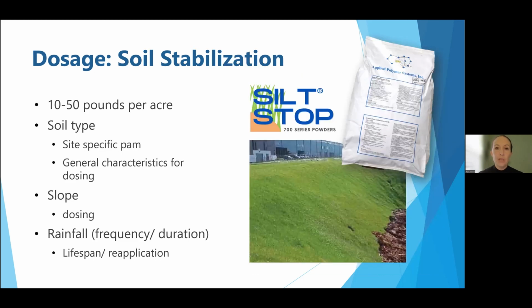Again, for soil stabilization and erosion control, I know we're talking about passive treatment, but we also do a lot of sheet flow clarification and a lot of erosion control. So typically when you're using the powders for that, you're somewhere between 10 to 50 pounds per acre, with the most common application rate being about 25 to 30 pounds per acre. And the lifespan of that application is going to depend on how much it rains and if you've applied with other cover and things of that nature.